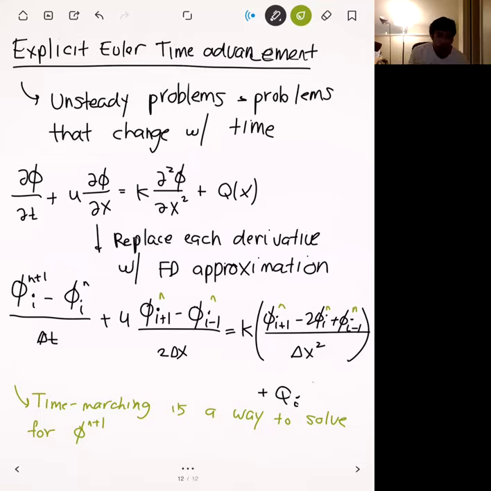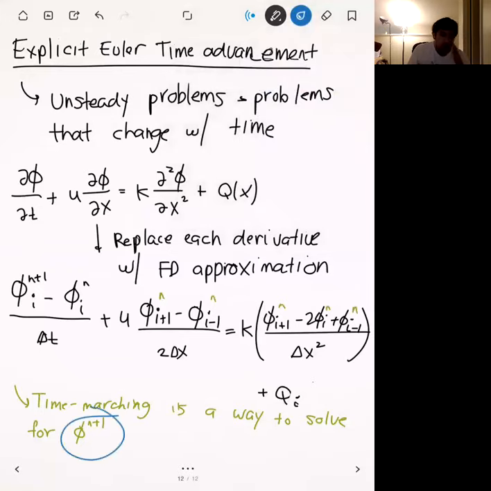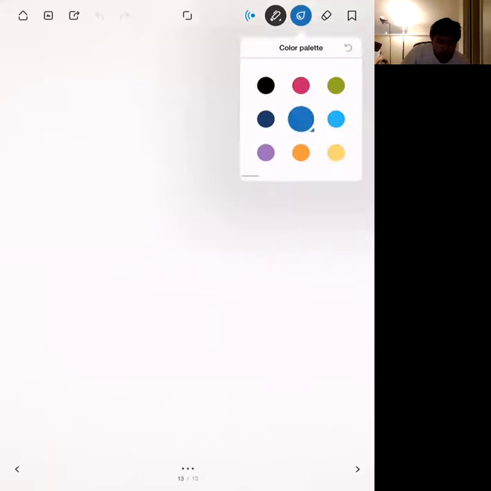And so what we have here is a massive algebraic expression. What we can do from here is just rearrange the terms, because we want to solve for phi i at n plus 1. You can look at the details of that derivation in the notes, but I'm going to just give you the final answer here so that we can start working on an example.